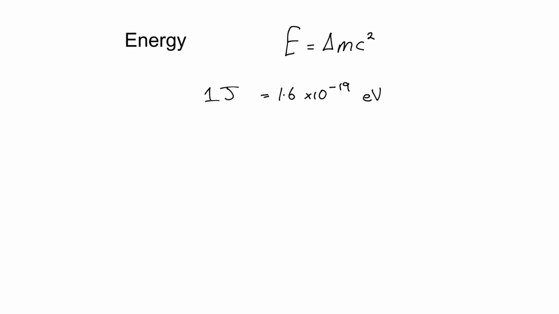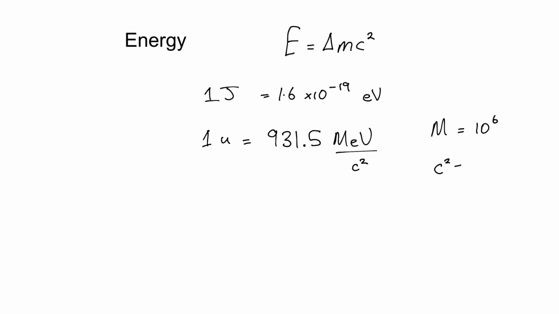So how does this relate to our E equals mc squared equation? Well, when we're looking at one atomic mass unit, that is equal to 931.5 mega electron volts divided by c squared. M is our mega, and that is equal to 10 to the power of 6. And c squared is equal to the speed of light squared.